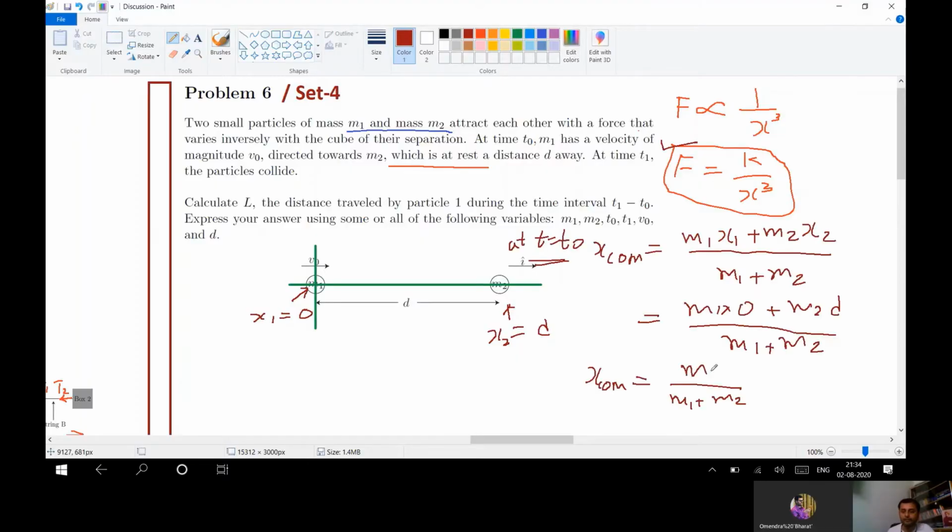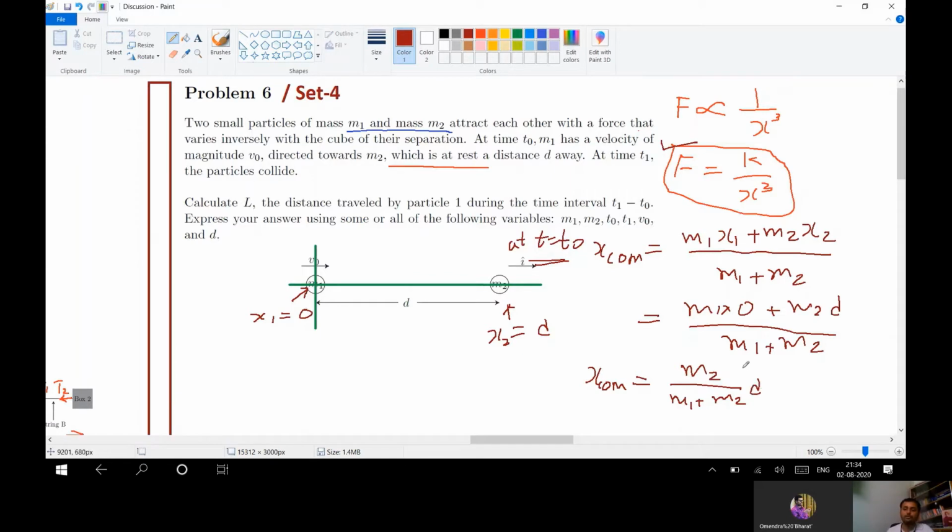The velocity of center of mass is not at all going to change. The velocities of m1 and m2 will keep changing because of this force, but the velocity of center of mass will not change because there is no external force. I repeat, this force F equal to k upon x cube is an internal force. It is not an external force. It is working between the masses m1 and m2. Okay, now let's come to the question.